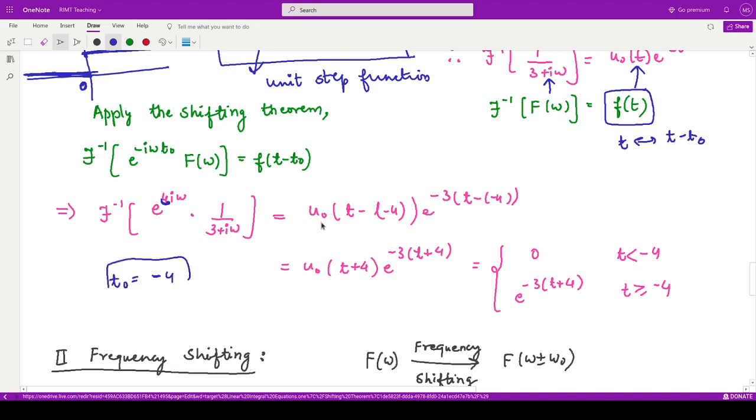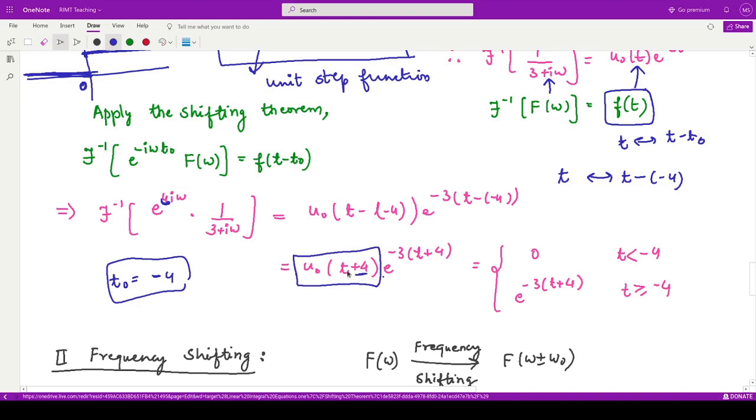So accordingly we would have u of t minus minus 4 into e to the power minus 3 into t minus of minus 4. So wherever we had t in the expression, we just replace that by t minus minus 4, right? So you can simplify this, and whatever this is, this is the unit step function which has been displaced by 4 units to the left.